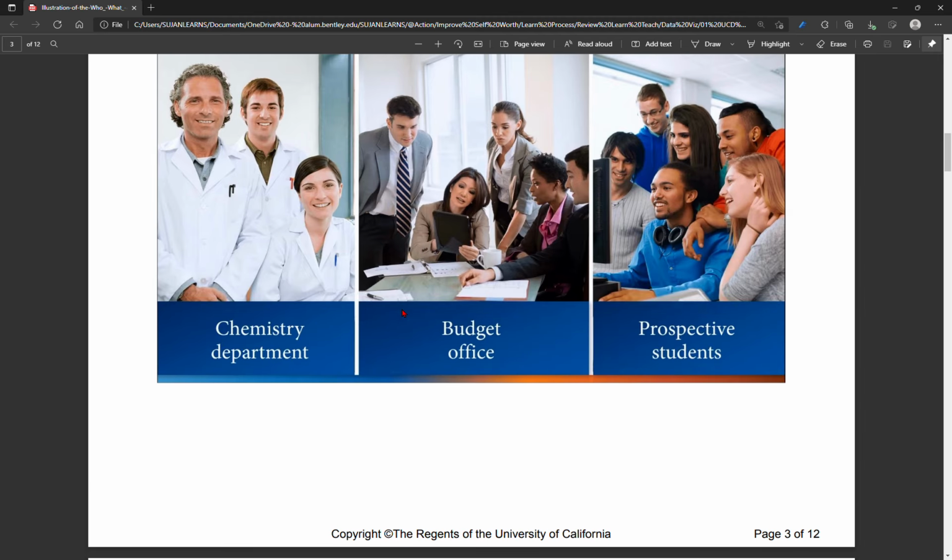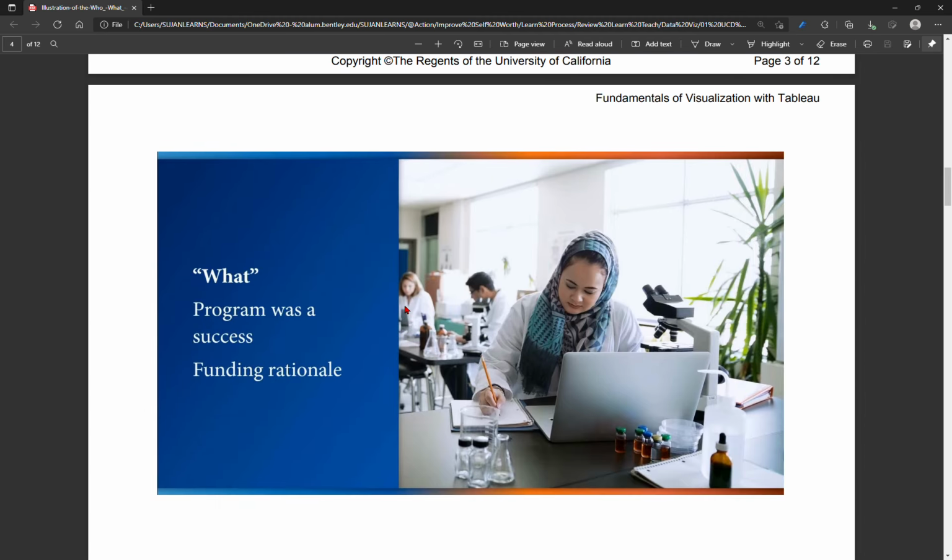Now let's focus on the budget office, and we'll ask two more questions for the budget office: what and how? For what, there are two components: what will show that the program was a success, and what will provide a good rationale to continue funding the program at the same rate, decreased rate, or increased rate for the next session.